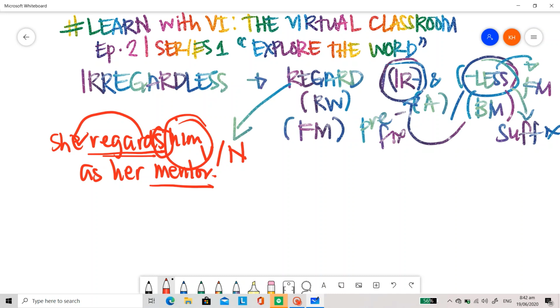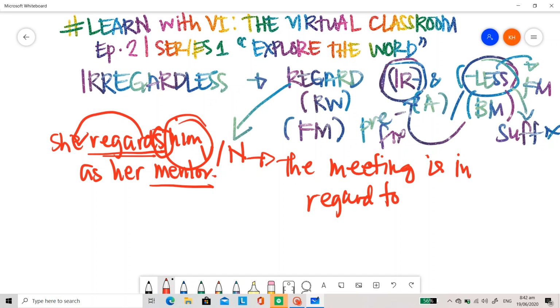Now, if you want to use it as a noun, you mean that you're putting attention to or concern for a particular something or someone. Like in the sentence, excuse my handwriting, I'm trying to move as fast as I could, the meeting is in regard to the sales. Obviously, in this sentence, it's no longer the verb because you have the linking verb is, and now regard functions as a complement to the linking verb.